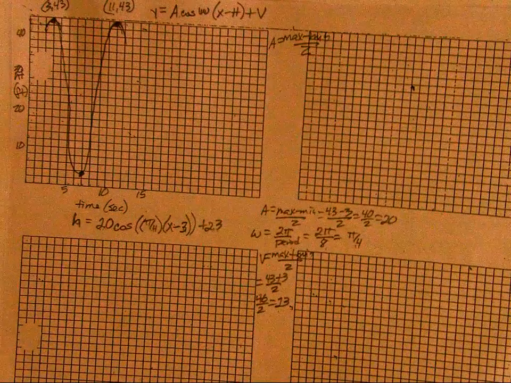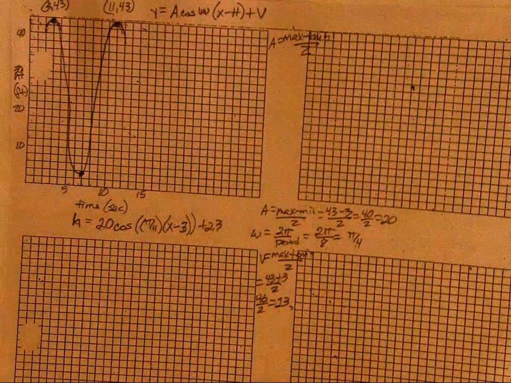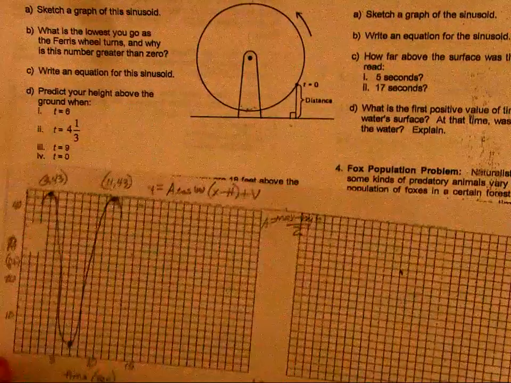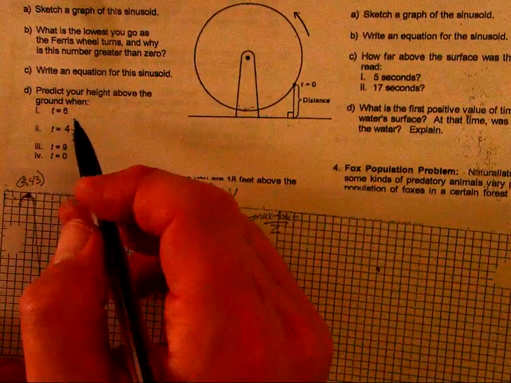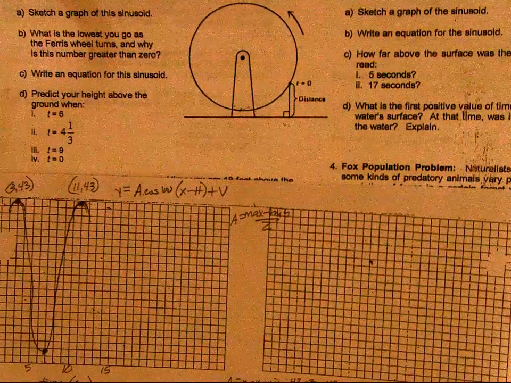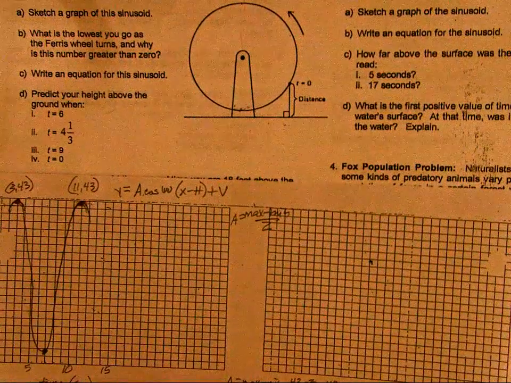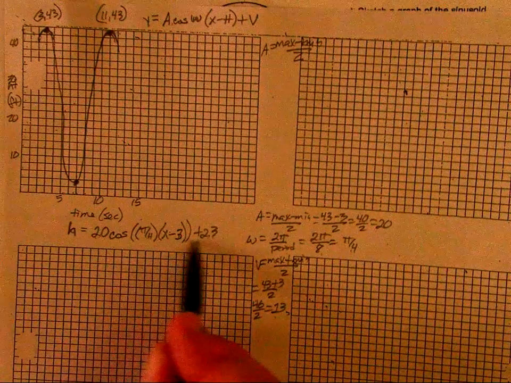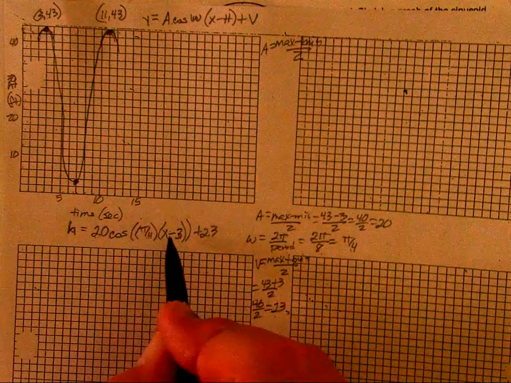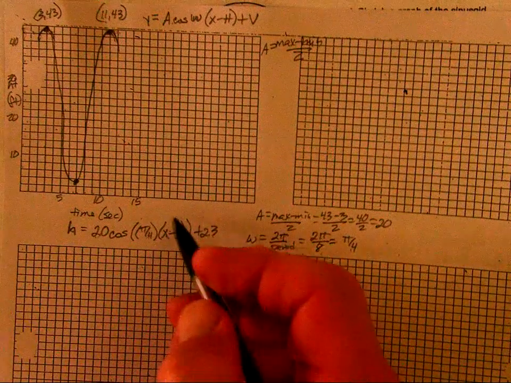Now, we're going to take that. Notice it goes on in this way that predicts your height above the ground at different points. Well, that height was going to come from our equations there. So what we're going to do is take that equation we just came up with down here. We're going to take that equation and plug those numbers in for x. We're going to plug them in there for that x.